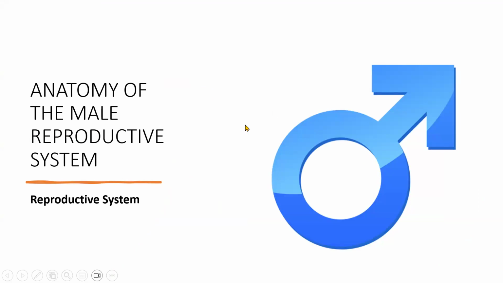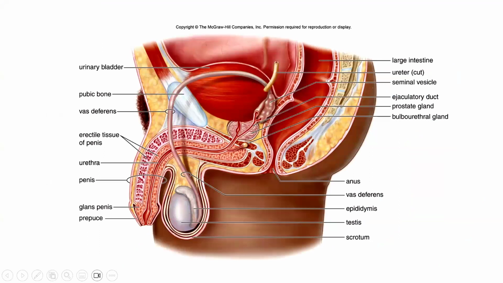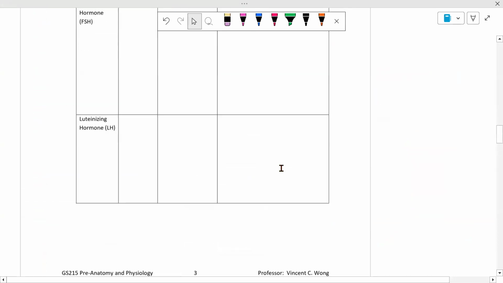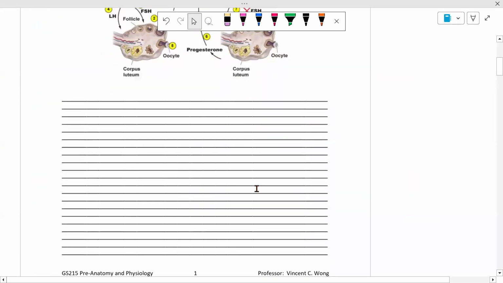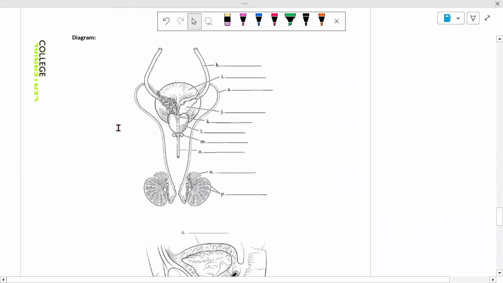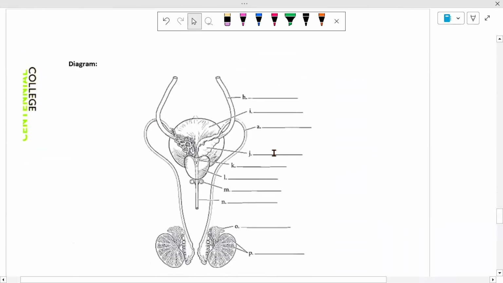Let's go over the men. The men is much easier than the female, in terms of the things that you have to learn. Okay, so let's go to the men's diagram, which is right here. This is the front view. All right, here we go. This is the front view. Anterior view.